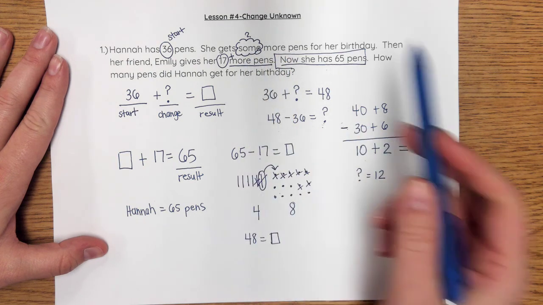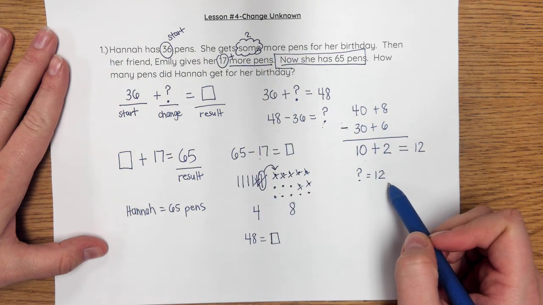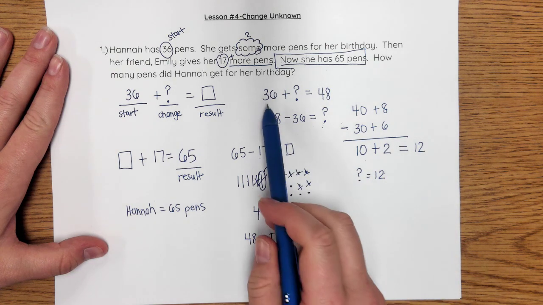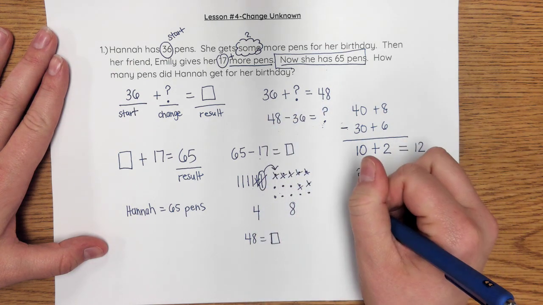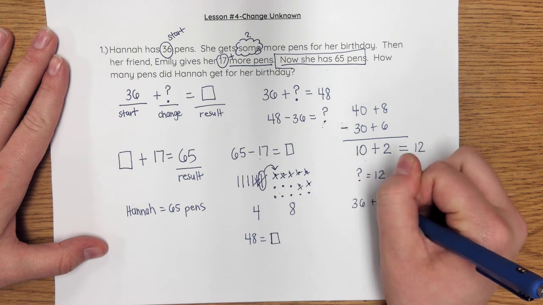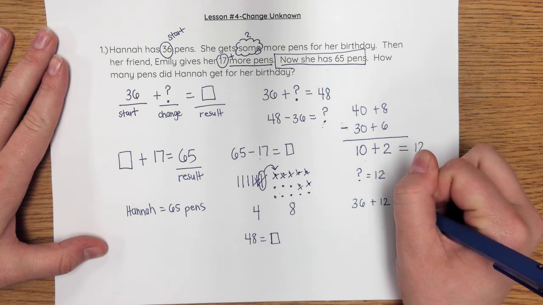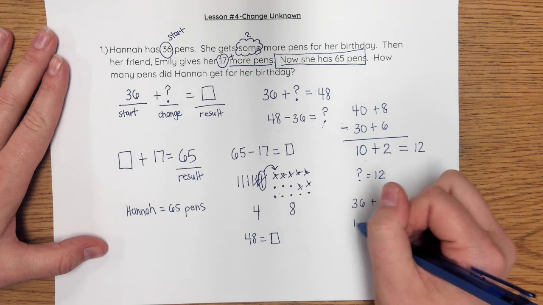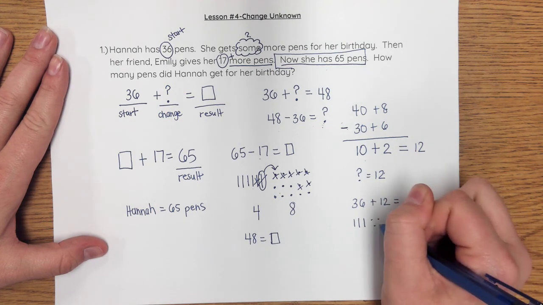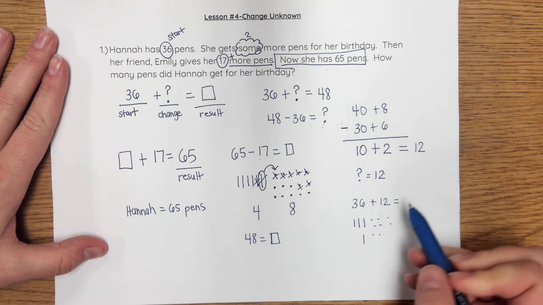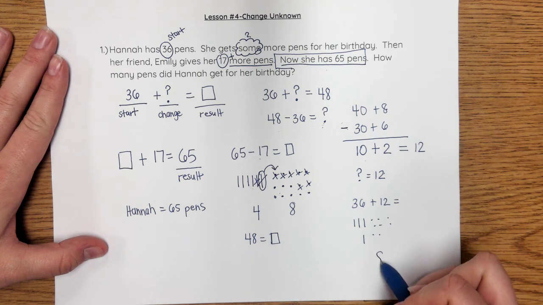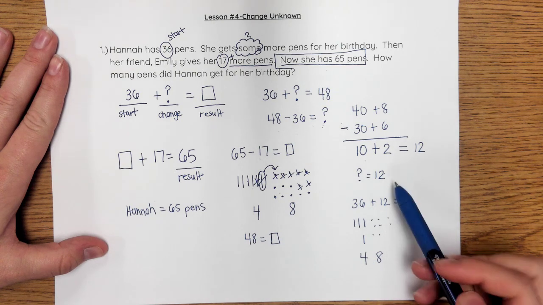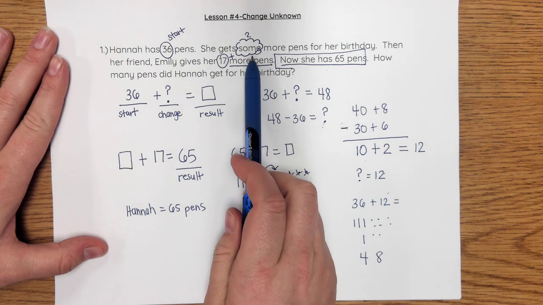That sum is 12. But I still might want to check this. So I'm going to go back and look back here. Is 36 plus 12, does it equal 48? So I'm going to check if I have 36 plus 12, so I have 2, 4, 6, 8, 1, 2, 3, 4. It does. So I know that this 12 is right.